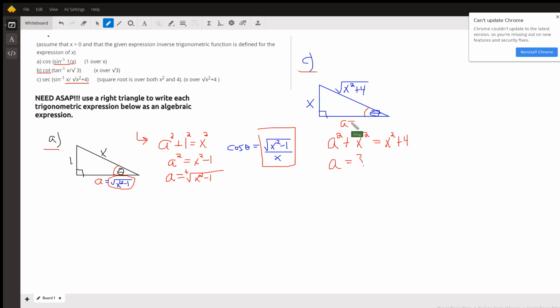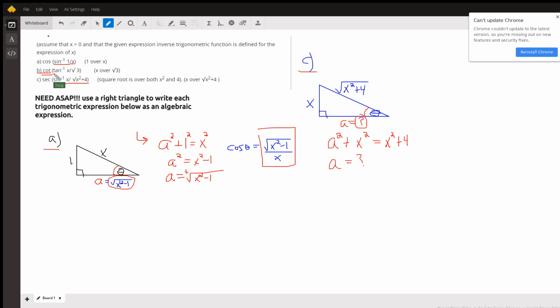And whatever expression you get, the secant of theta will be the inverse of the cosine. And the cosine would be whatever this a value is over the square root of x squared plus 4. So the secant would be the square root of x squared plus 4 over this value right there.